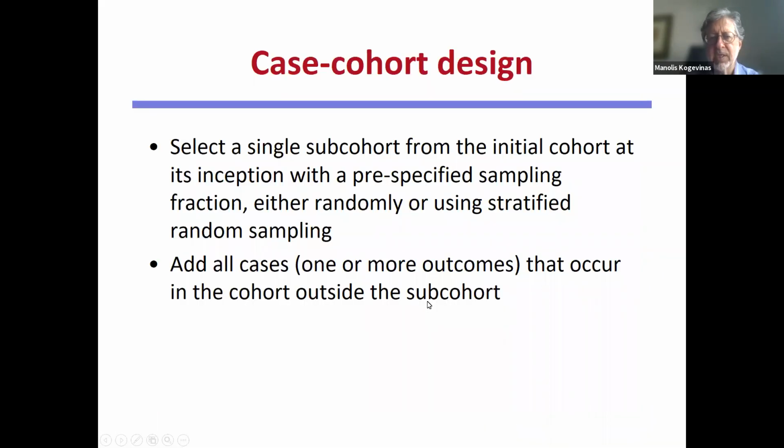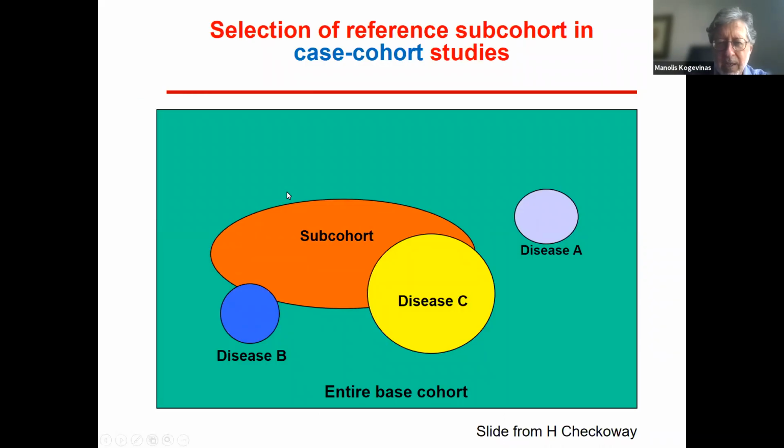So this is just saying what we have just done. We selected a single subcohort and we added all the cases or more that occur in the cohort outside the subcohort. This is important. The subcohort is what it is, but the cases come from the whole cohort. So we want to increase study power.